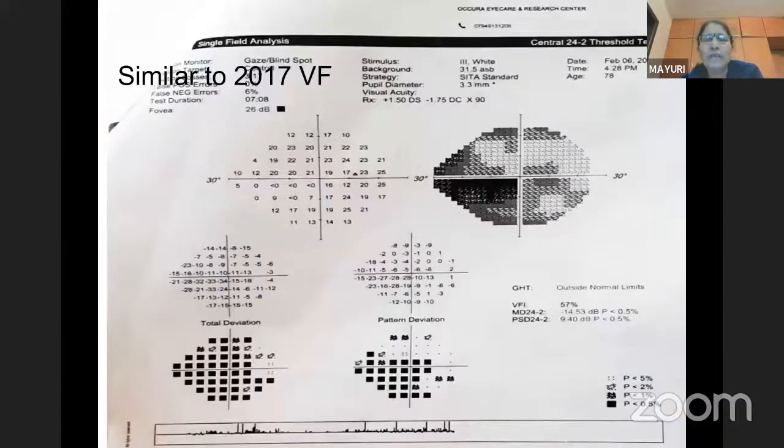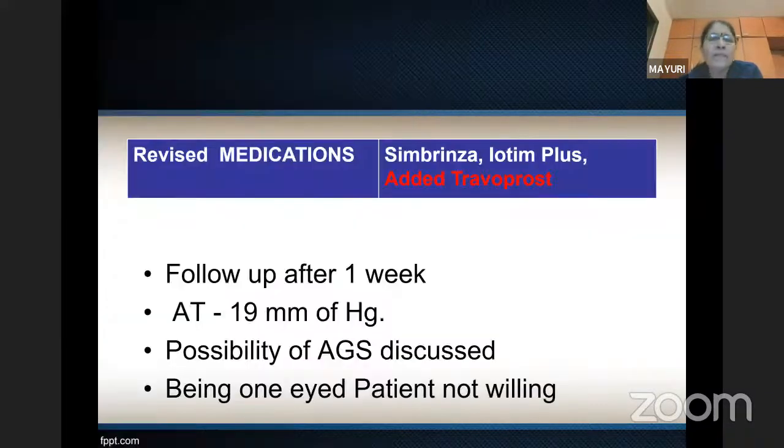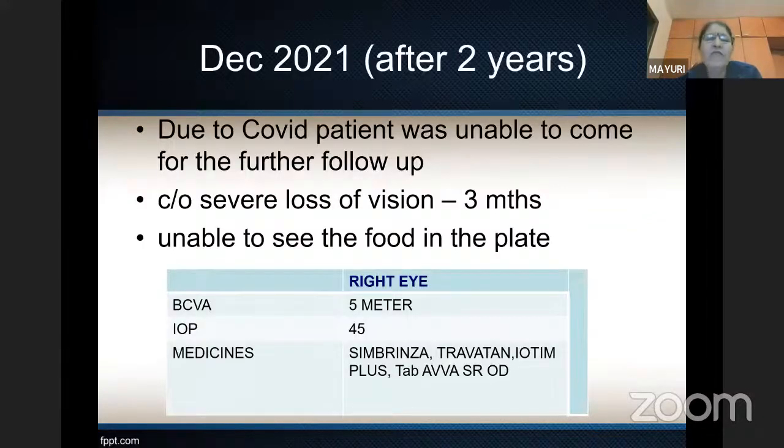This was the field done in 2017, which was similar to the previous fields and the OCT. So we revised the medication and added travoprost to whatever he was using, and combination therapy was suggested. After 1 week, the IOP was 19 millimeters of mercury. So we discussed the possibility of anti-glaucoma surgery, but being a one-eyed patient, he was not willing.